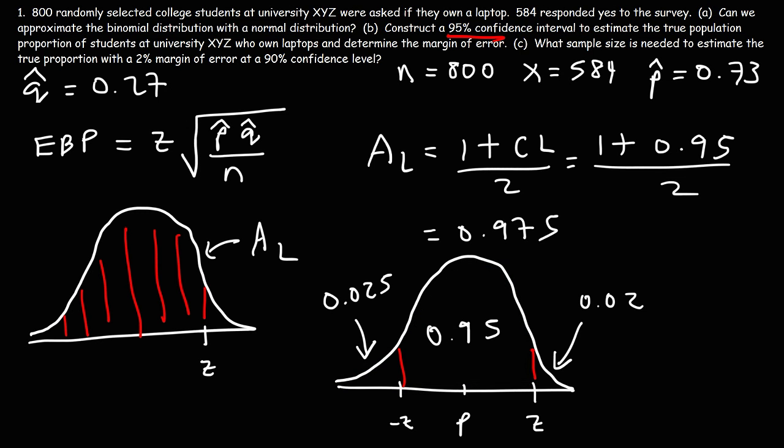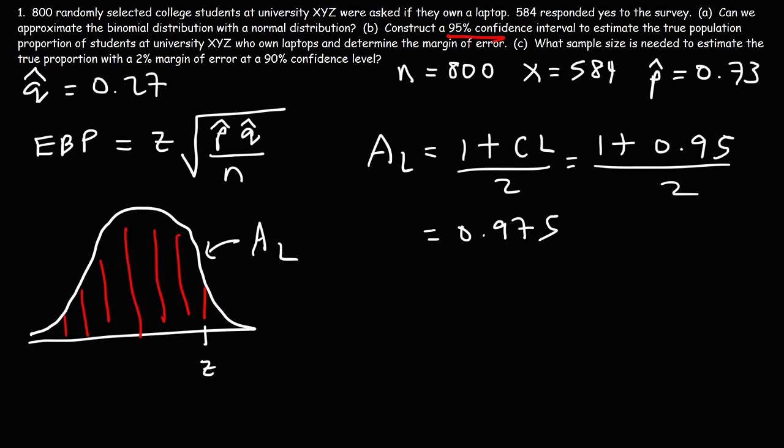But if you don't want to draw a picture, if you simply want to use a formula, this will give you the area that you need to look up in the z table. So now that we have the area from the left, you want to get your positive z-score table to find the z-score that corresponds to this number. And the z-score that you're looking for is going to be 1.96. And I'm going to show you how you can get that.